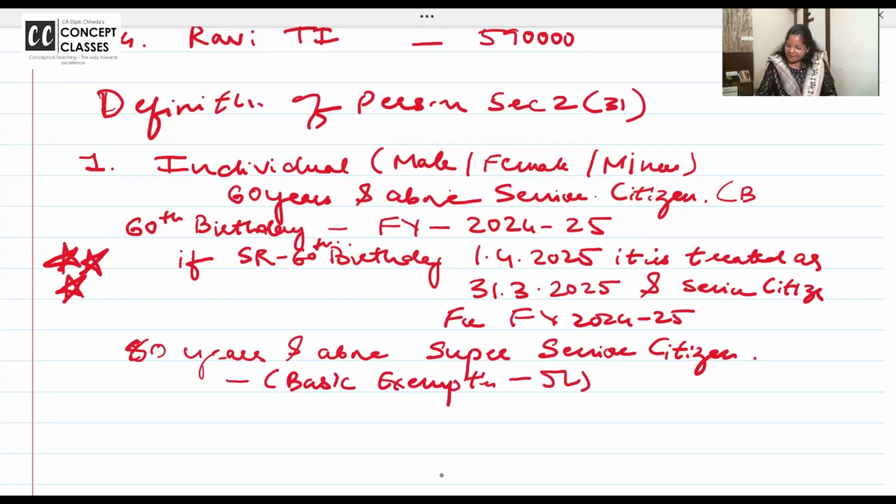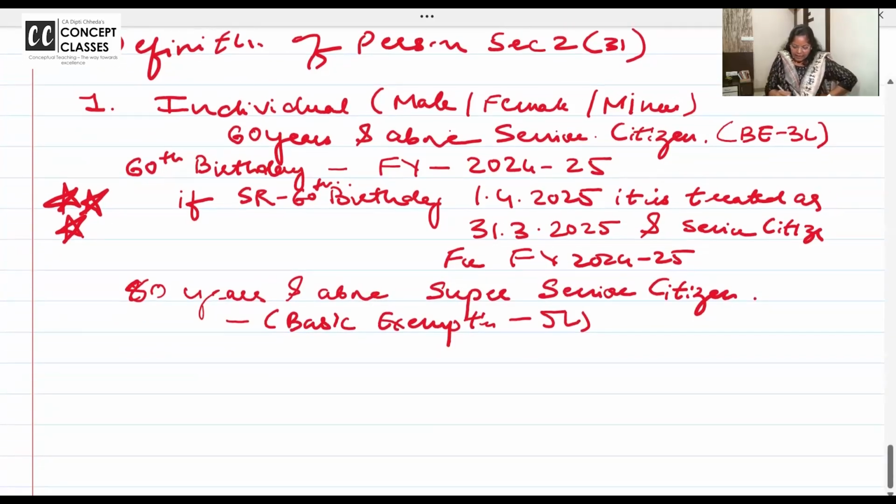Write here: what is the basic exemption for them? For a normal individual, what is the basic exemption? 2,50,000. Senior citizen, 3 lakh. Super senior citizen, 5 lakh. Sometimes you will feel, ma'am, you are making us write so much, it is so easy, but by writing again and again, speed increases. Done? So individual should pay the tax.